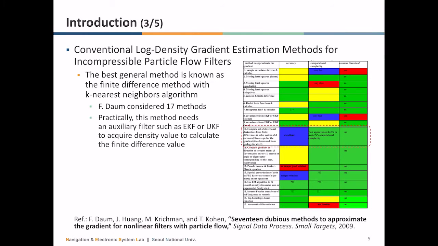Fred Daum considered 17 methods to approximate the log density gradient for implementing the incompressible particle flow filter, and as a result, the best method is known as the finite difference method using the k-nearest neighbors algorithm. For the finite difference, it is necessary to know the value of the prior density at each of the samples. However, the prior density is given as a set of particles, so the practical implementation requires auxiliary filters such as EKF or UKF to acquire density values. The performance of this structure depends on the performance of the auxiliary filters.